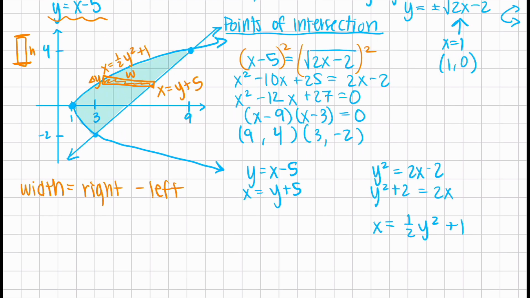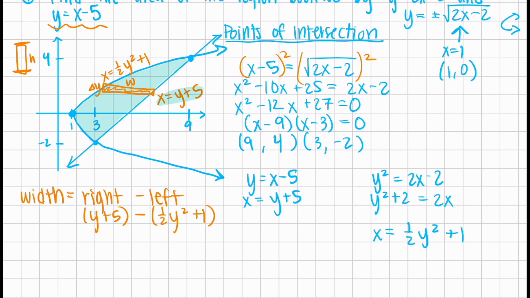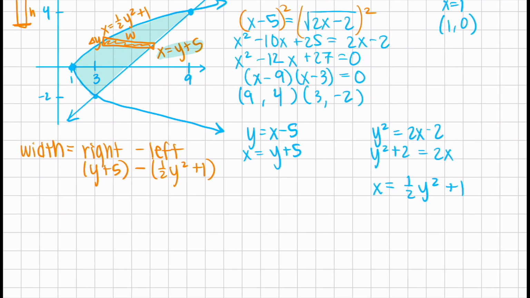So we're going to do right minus left, but instead of having numbers, we have our two equations. So my right equation is y plus 5, so I'm going to start with my y plus 5. My left equation is 1/2 y squared plus 1. Now that we have that, let's set up our integral.